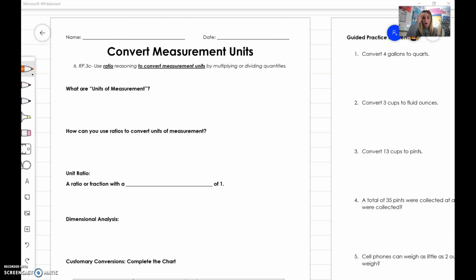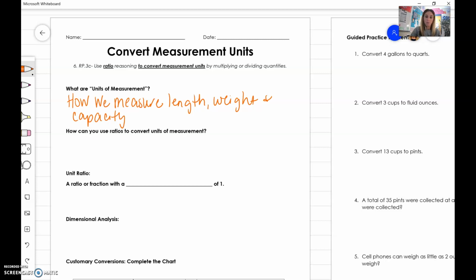All right, so what are units of measure? It is how we measure length, weight, and capacity. Okay, this is not anything new. This is what you have seen before.